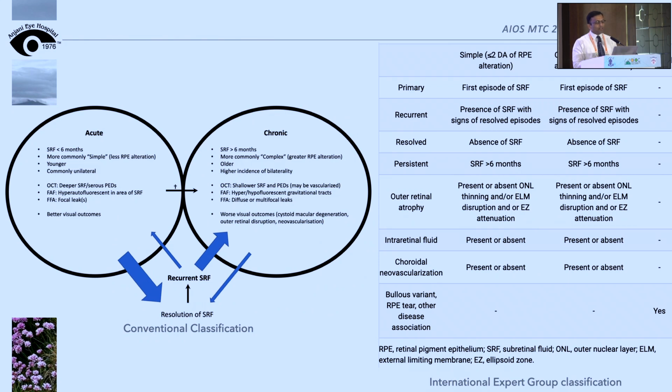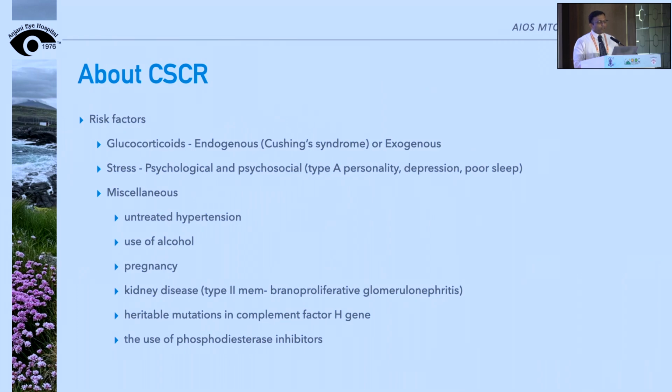So there has been quite a lot of discussion about the classification of these CSCRs. There has been acute and chronic, which we have been seeing. And then we also have the newer classification put forth by the international expert group, which has classified it into simple and complex, based on primary, recurrent, resolved, persistent, etc. So these are the risk factors that we all know about, commonly being glucocorticoids, stress, and the other ones including untreated hypertension, use of alcohol, pregnancy, etc.